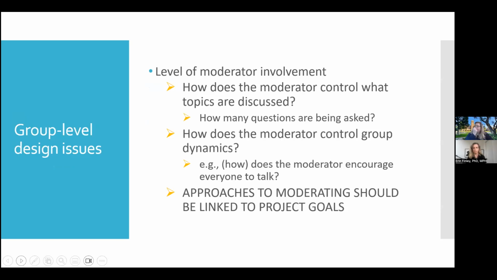Another thing to think about in terms of design is your role as the moderator. I will say that moderating focus groups is quite difficult. If you're new to moderating focus groups, I would definitely recommend observing someone who has experience. It is unlike any other data collection approach that I've ever experienced, because there are so many things that you're trying to keep track of at the same time.